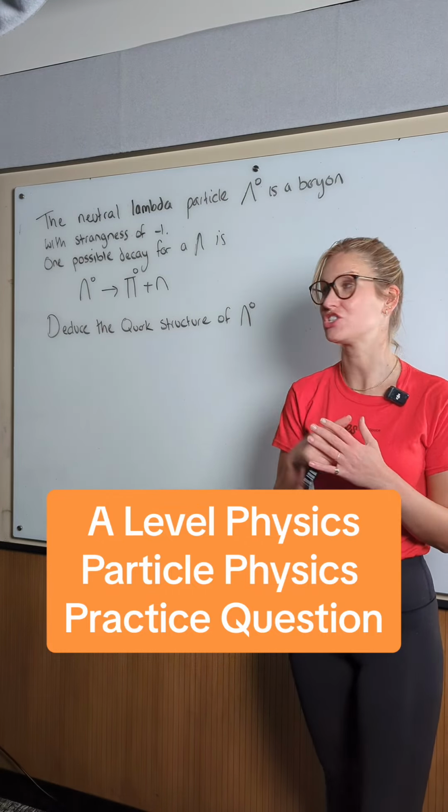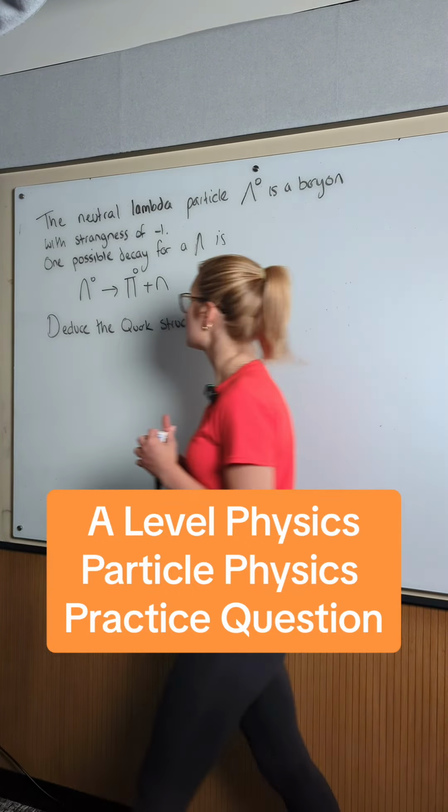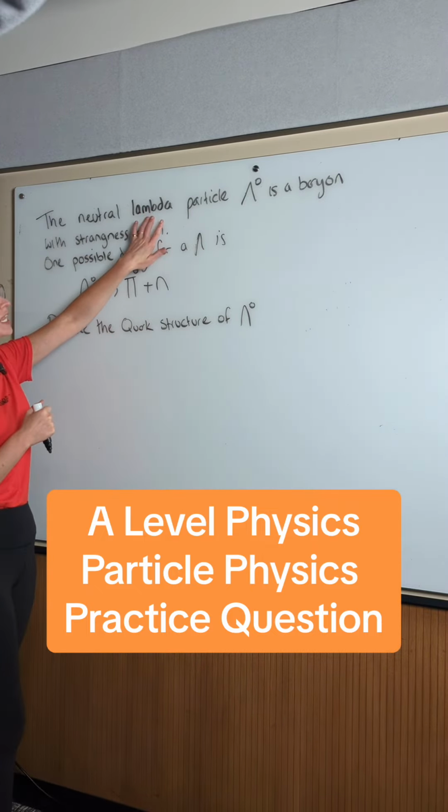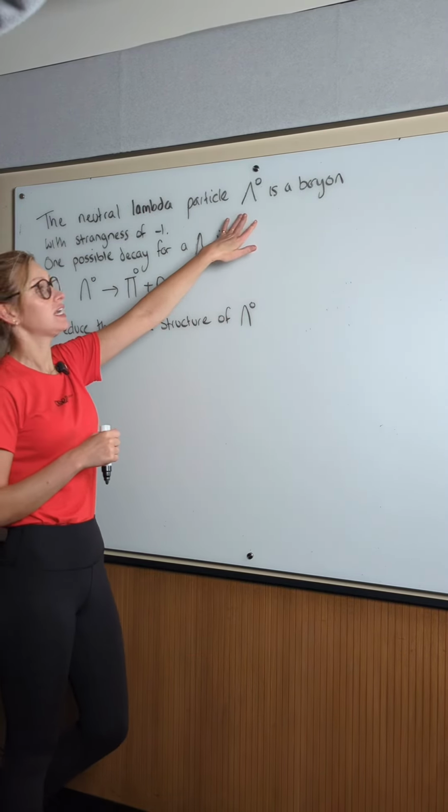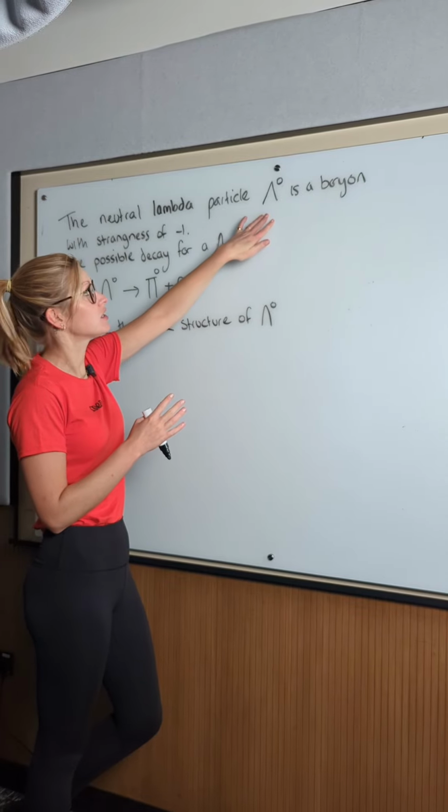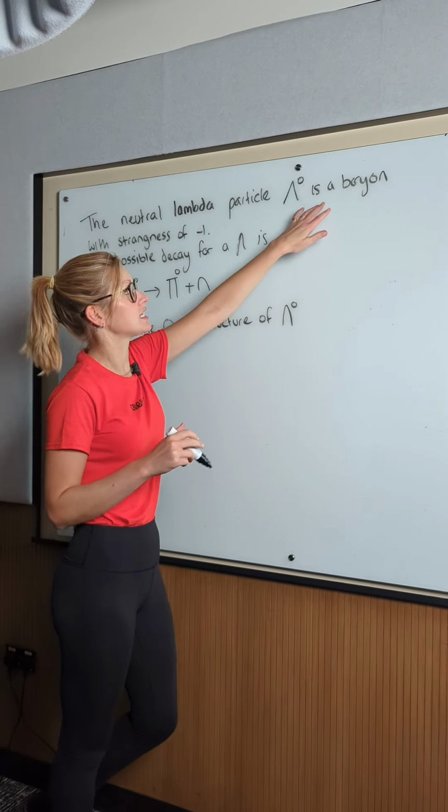So today we're going to do just a bit of particle physics. The question says that I'm given a neutral lambda particle, and that's what symbol. I've never seen that before in class, but it doesn't matter. What matters is the information that's around it. So it tells me it's a baryon.